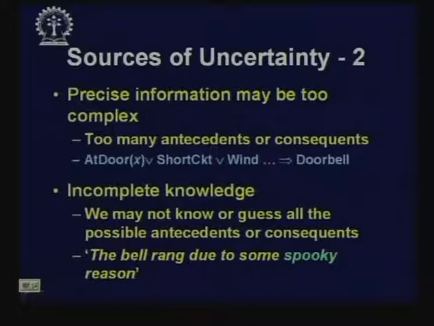In the earlier case that we have seen, say, when does the doorbell ring? In order to code that, if we had to really make it very precise, we had to write down so many things: at door X, or short circuit, or wind, etc., etc. That is not possible. So, that is another source of uncertainty.